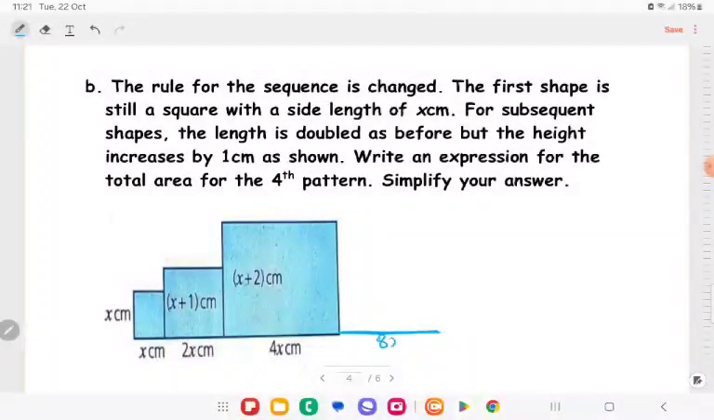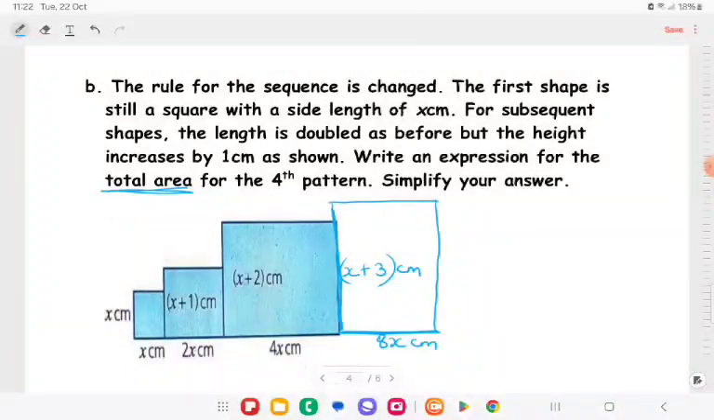It's going to be 8x centimeter. And the height, this height out here, is going to be increased by 1 centimeter. So x plus 3. Alright, so now write an expression for the total area. Children, total area means first you need to find out the area of all the four figures, and then you need to add up all the areas in the simplified form.